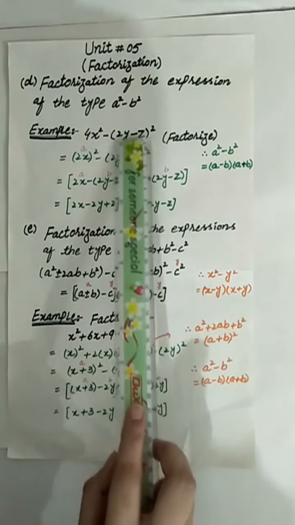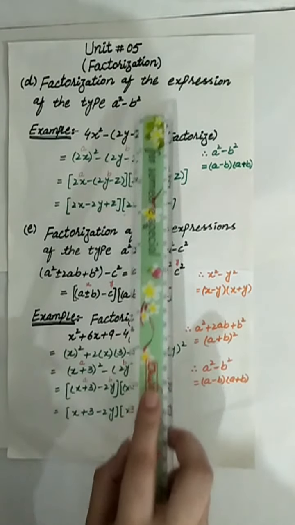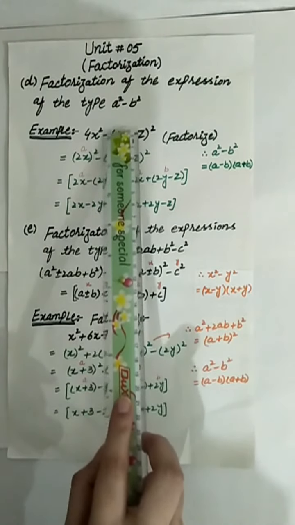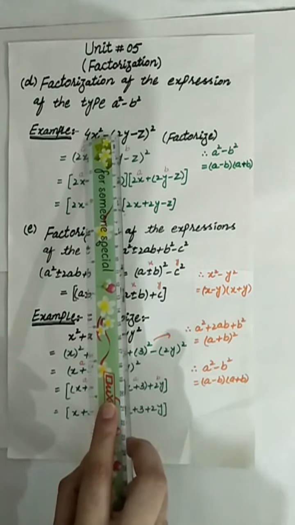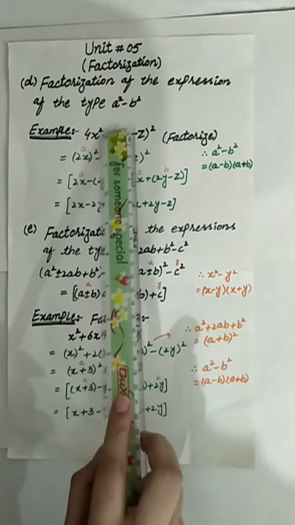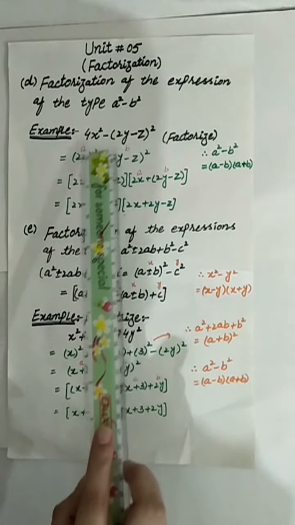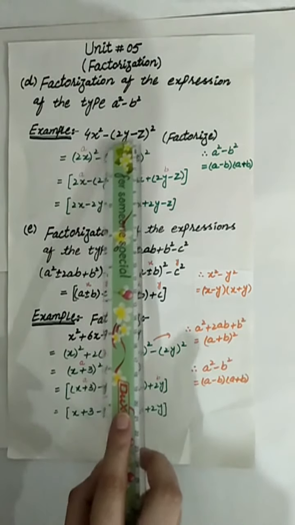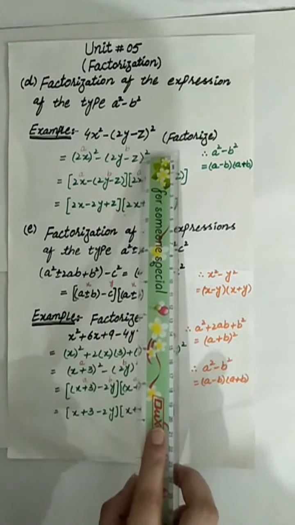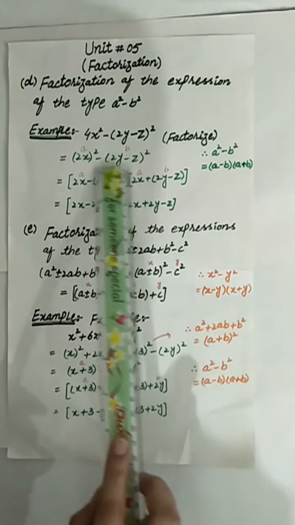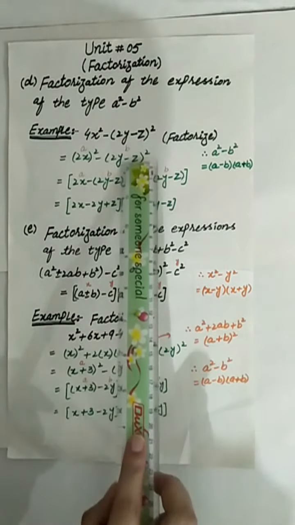Here this value (2y minus z) whole square is already in the form of b square. So here we will convert this 4x square into the form of a square. Here this 4 is the square of 2 and this x square is the square of x. So we will write this 4x square as (2x) whole square, then this negative sign, and then (2y minus z) whole square. Now this expression is in the form of a square minus b square.